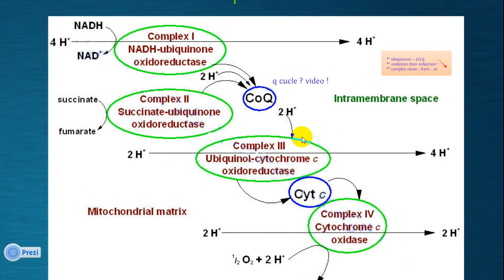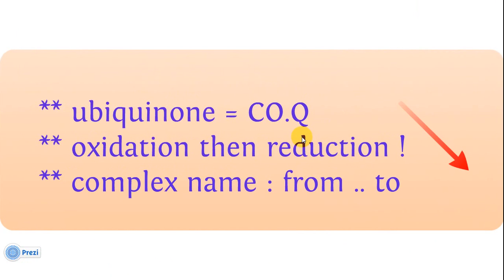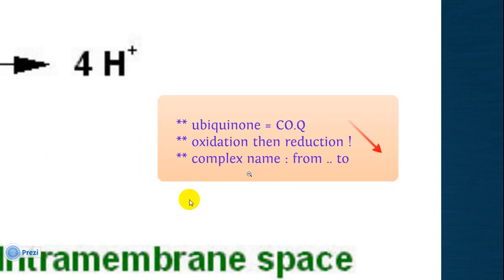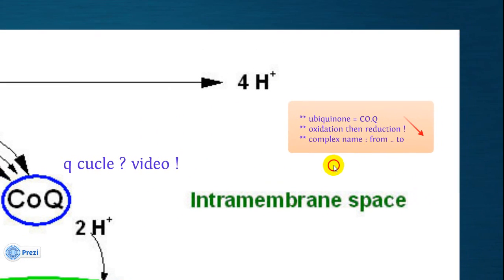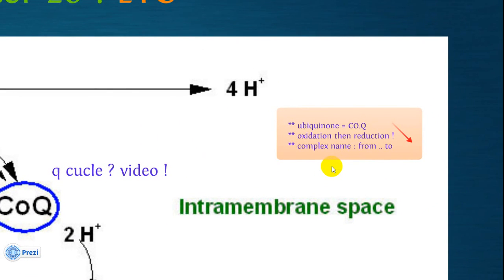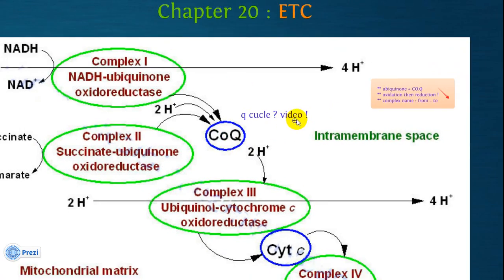Okay, I will give you some hints to understand this chapter. When you hear ubiquinone, remember that ubiquinone is the same as coenzyme Q. They are the same name. Okay, oxidation and reduction. What I mean by oxidation and reduction, I will show to you in a second.